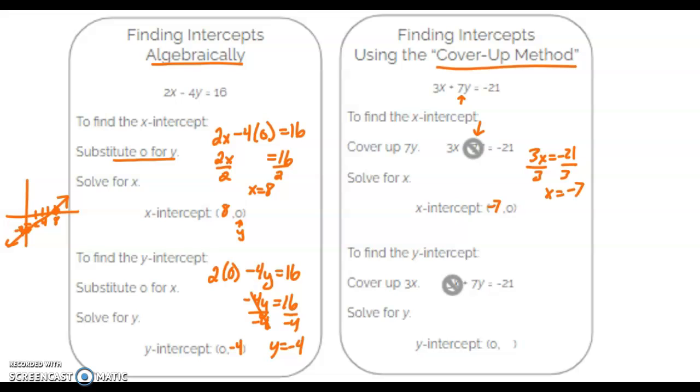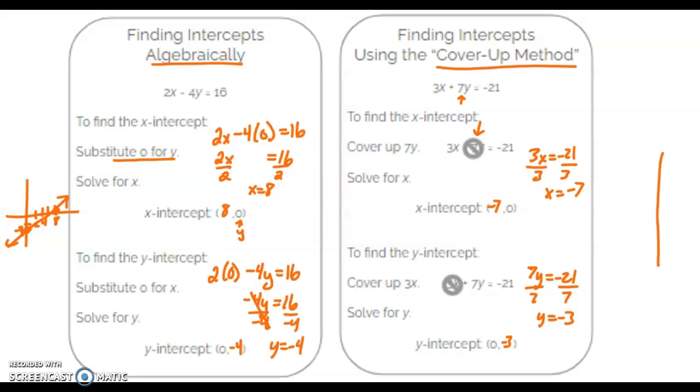Okay, so the y-intercept, to find y, cover up x. So cover up the 3x. You're left with 7y equals negative 21. Divide by 7, and you get negative 3. So the y-intercept's at negative 3.